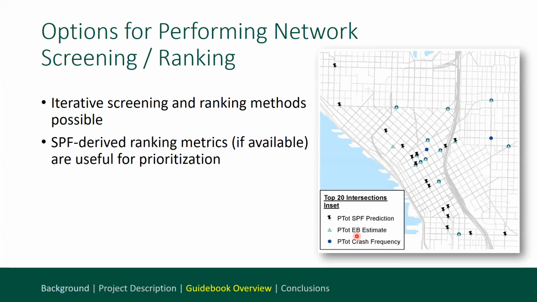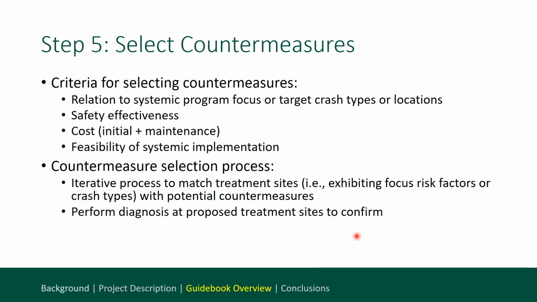So you could say, okay, I'm going to try to treat these 20 sites. So what is the most effective countermeasure for all of those 20 sites? And then I'm going to try to seek funding for that. And then you select countermeasures for those 20 sites. The criteria would be cost, feasibility, and the relation to the systemic program focus or target crash types. So if your target is pedestrian crashes, you want a countermeasure to focus on pedestrian crashes.